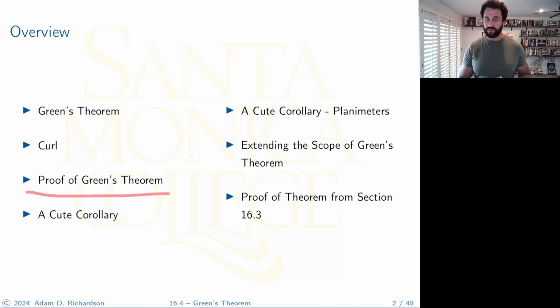Then we're going to prove Green's theorem, and then we're going to get a very cute corollary and another cute result of that corollary, which is the tool known as a planimeter. There are lots of videos and stuff, so we'll see that in just a minute. Then we're going to extend the scope of Green's theorem to work on other types of regions. And then we're actually going to prove that theorem from section 16.3 that we weren't able to prove in the previous section.